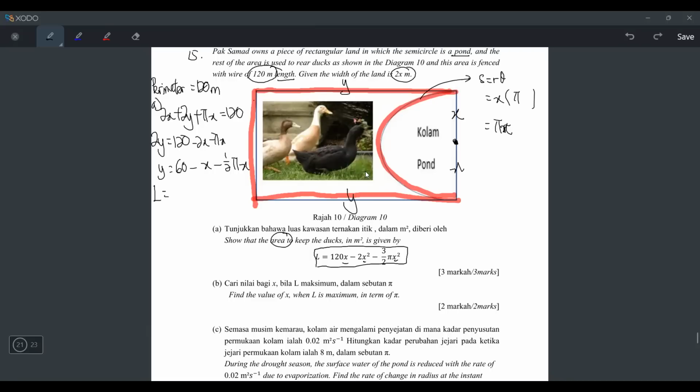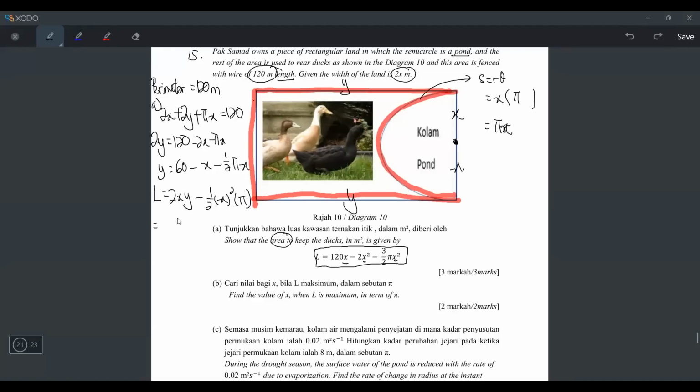So how to find this area? I will take the area of the rectangle, which is 2x times y, 2xy, minus the area of the pond. And we all know this is a semicircle. So what's the area of a sector formula? 1 over 2 r squared theta, right? And the radius will be x, we know that. The theta will be pi, because 180 degrees in radians is pi.